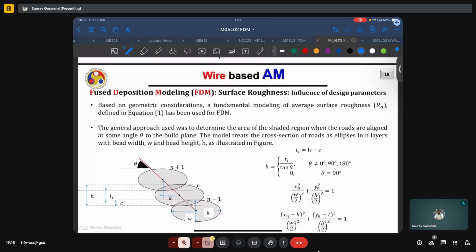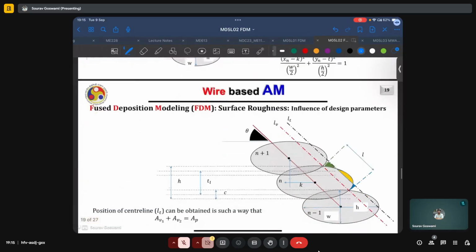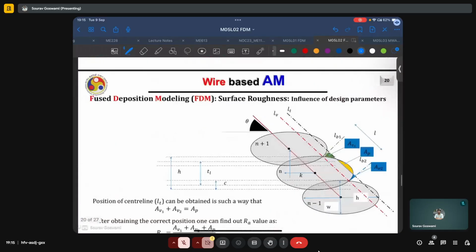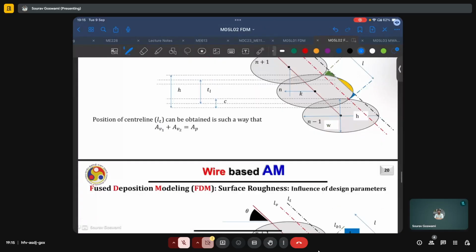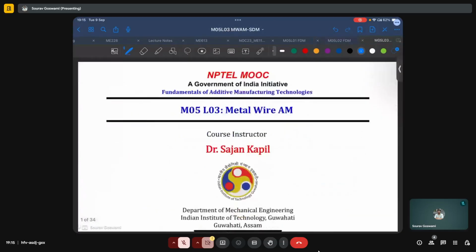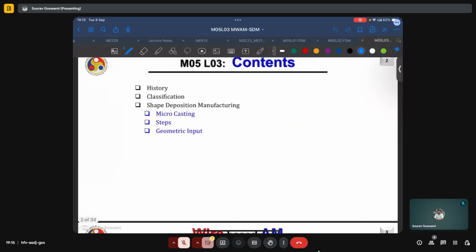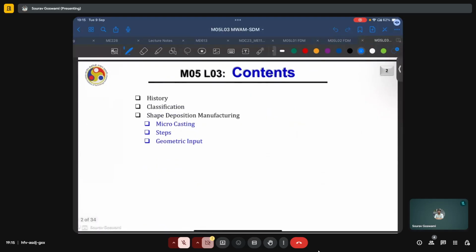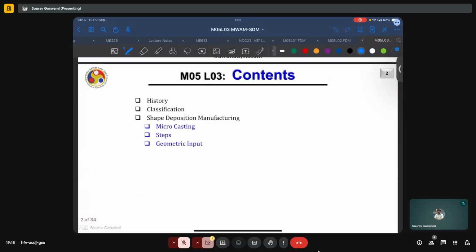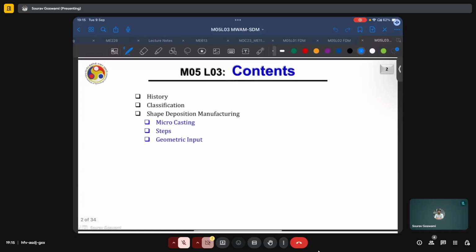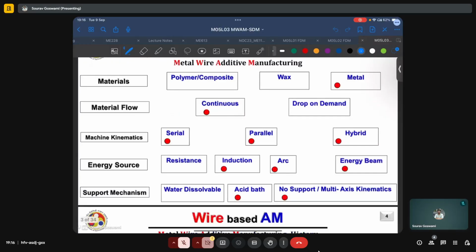The surface roughness and influence of design parameters were also discussed by Professor Kapil in class, so I'll not repeat this again. Let us quickly go to metal wiring. Professor Kapil started with the history of the process and some of the earlier efforts, some of the first processes which did not have the same name but had the same idea, and then moved on to shape deposition manufacturing and its steps.